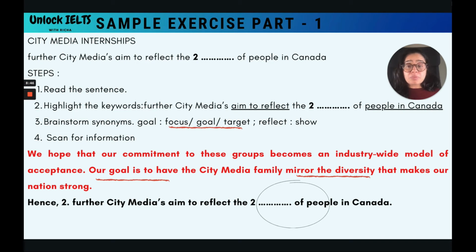We need to brainstorm all the synonyms. For example, for the word aim, I may expect to see words like focus, goal, target. And for the word reflect, I may expect to see the word show. And now we need to scan the passage for the correct answer.